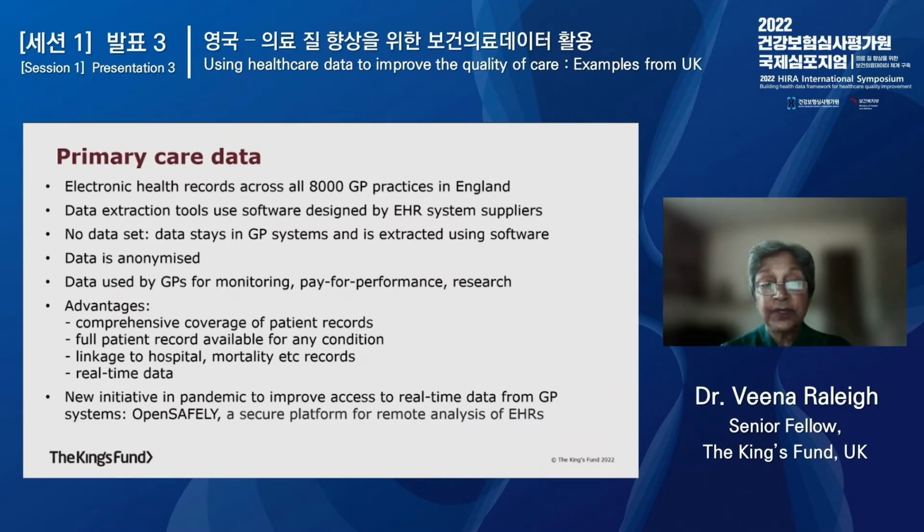The primary care data is used for monitoring the quality of care and for quality improvement. We also have a pay-for-performance scheme for GPs, where we use a certain set of evidence-based quality measures in different disease areas, and the GPs are paid accordingly for that. And of course, the data is used for research. And this data was extremely useful during the pandemic, because we were able to analyze the data in real time to see what was happening to patients.